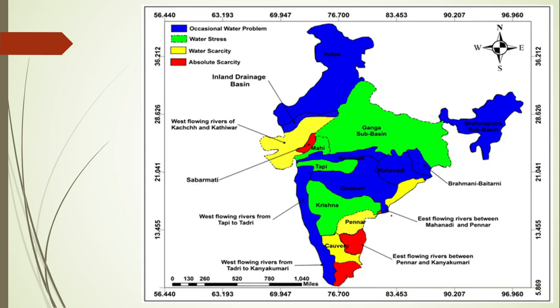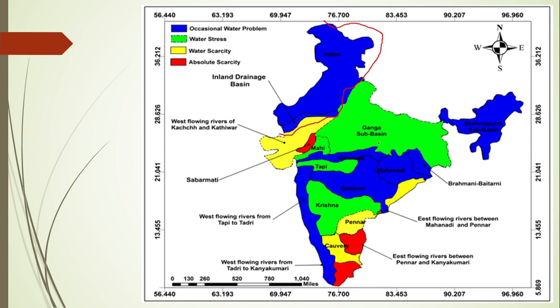Then here you see the basins of the rivers. Like the Indus is having the maximum portion. You see the western part of India. All this is the Indus River basin. That means these are the regions that are influenced by this river. Then this is the river Ganga basin.